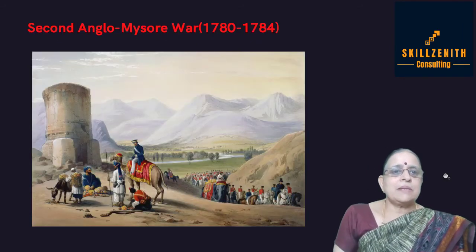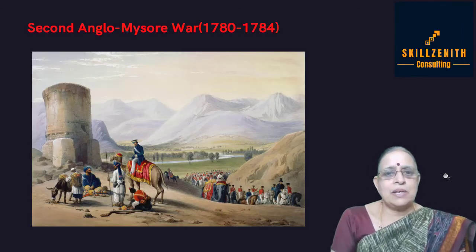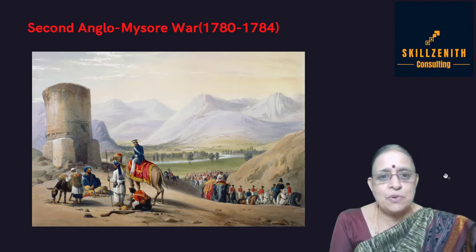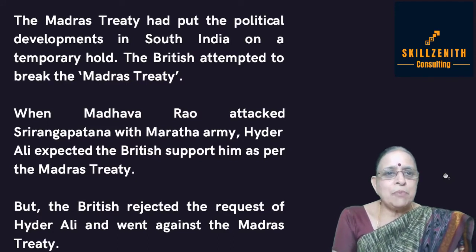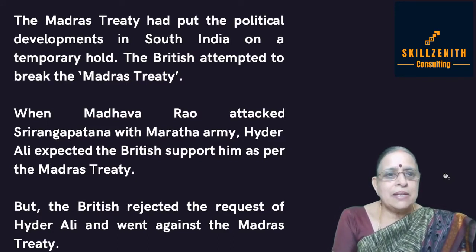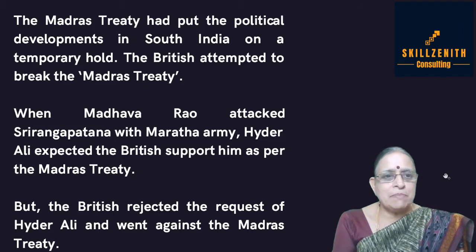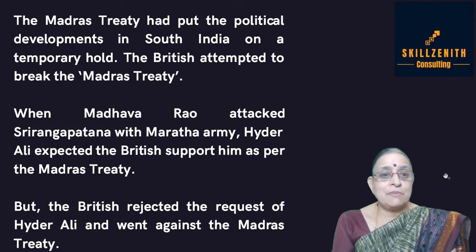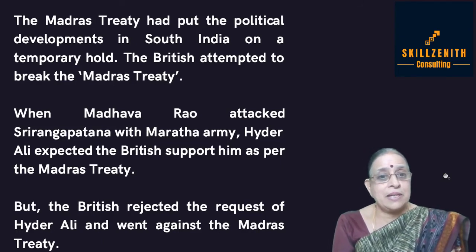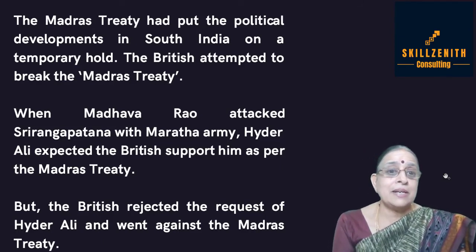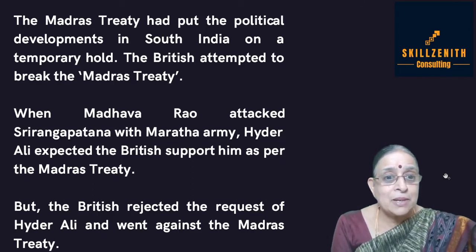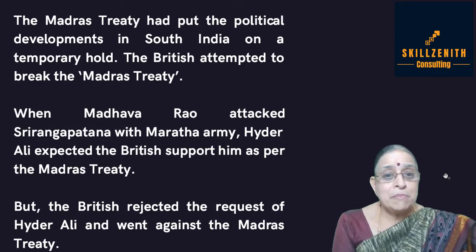Now let us discuss the second Anglo Mysore War, which took place from 1780 to 1784, almost 4 years. The Madras Treaty had put the political developments in South India on a temporary hold. The British attempted to break the Madras Treaty. At that time, they had no other way, so they signed a treaty with Hyder Ali because Hyder Ali made a sudden attack on Madras. Now they are breaking the rules and regulations of the Madras Treaty.